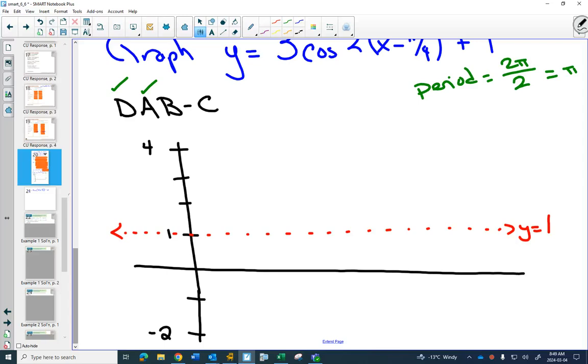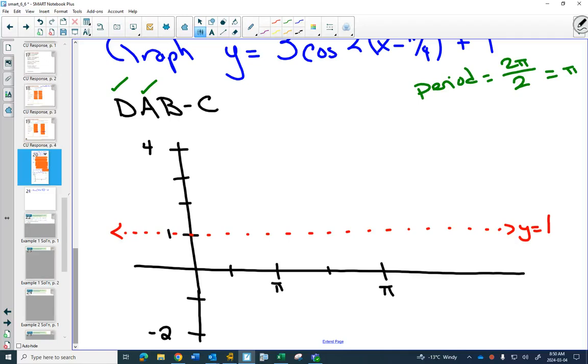Next, our B value helps us find our period. We have the formula that period is 2 pi divided by our B value. So I know that the period is pi, so I go somewhere on my x-axis and label 1 period pi. Doesn't matter where that is, but we're going to need to divide this into 4 equal sections, so I cut it in half, cut each of those sections in half.